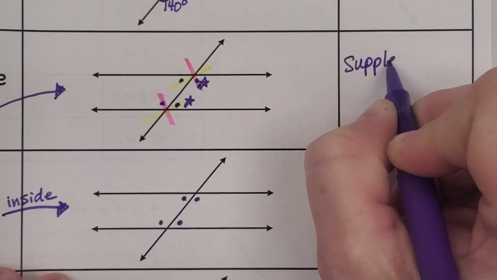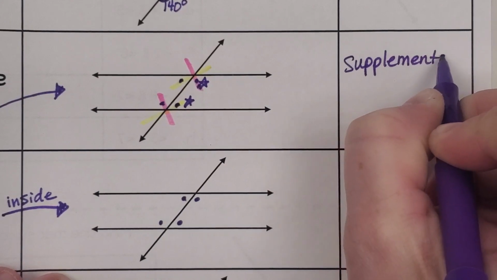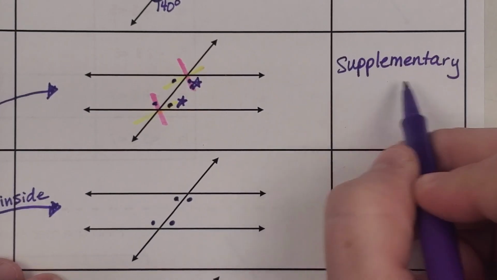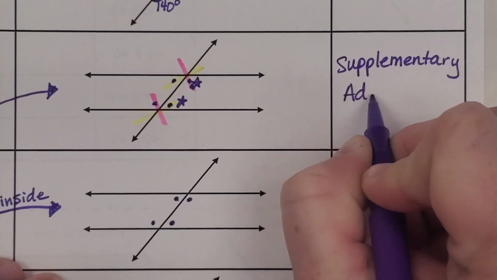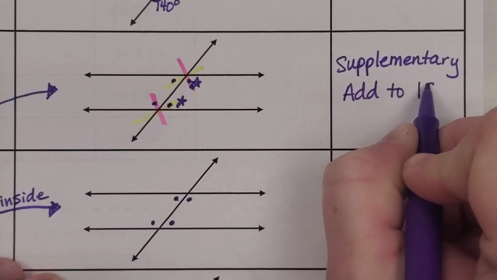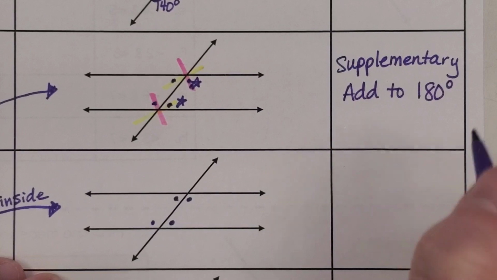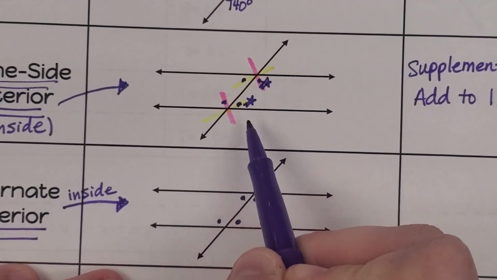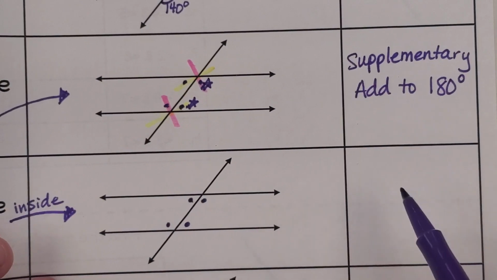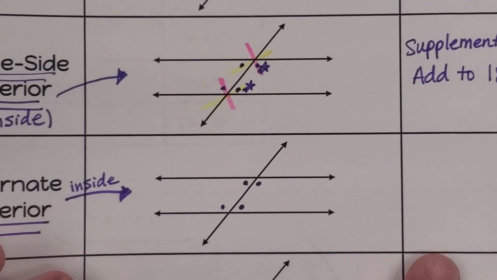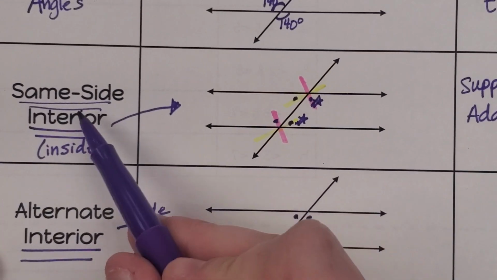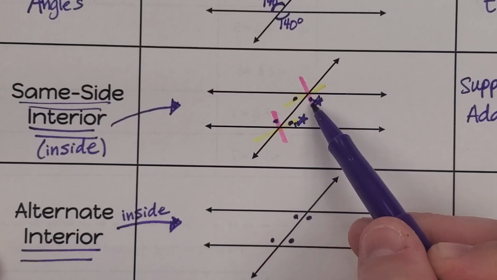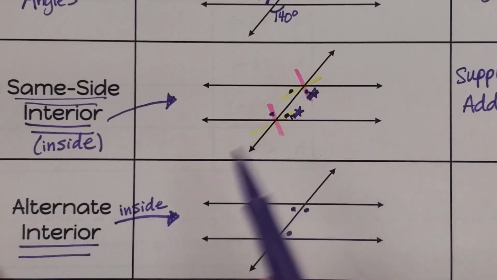Supplementary is another word that we're going to be using a lot. It's another word that you probably heard about in 7th grade. Supplementary just simply means that they would add to equal 180 degrees, which we've practiced in class. Whenever we have a different color of angle, we would add to 180 degrees. So this is the same side interior, which means that they're on the same side of the interior, or the inside of the parallel lines.